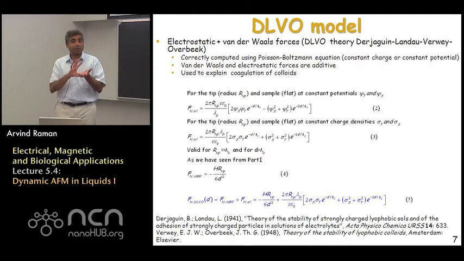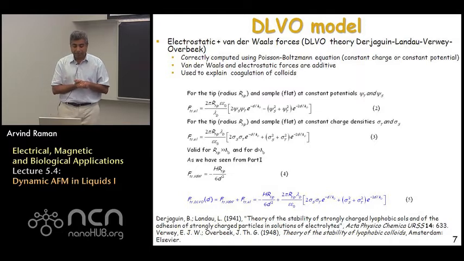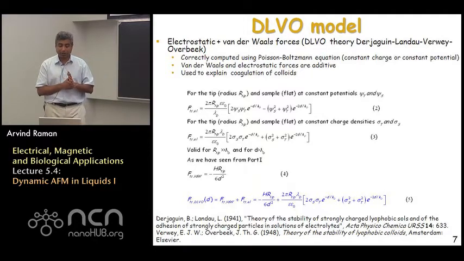We would also have to exploit the spherical symmetry of the problem to solve the Poisson-Boltzmann equation. But it can be shown that the solution of the electrostatic force turns out to be, for these two cases, as shown in equations 2 and 3 here. The first equation is for the case where you have given or provided constant potentials, and the second case is for when we know the value of the surface charge in the tip and the sample.